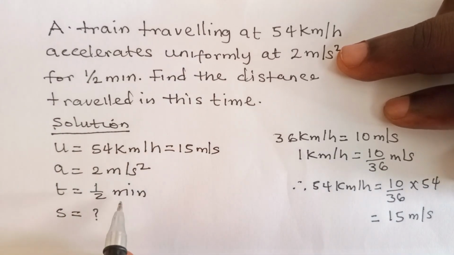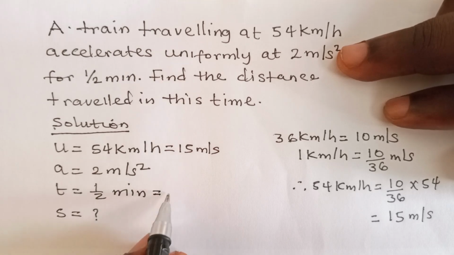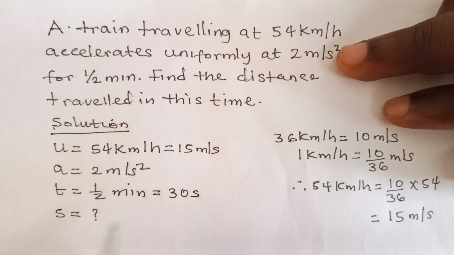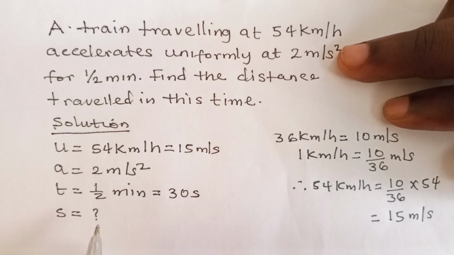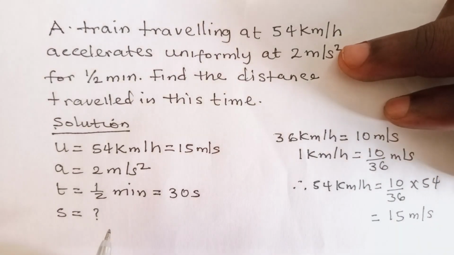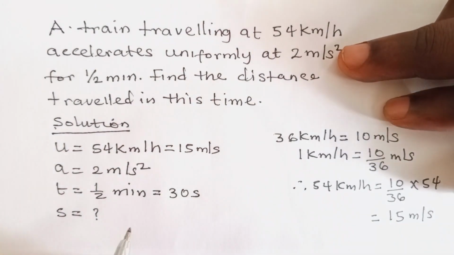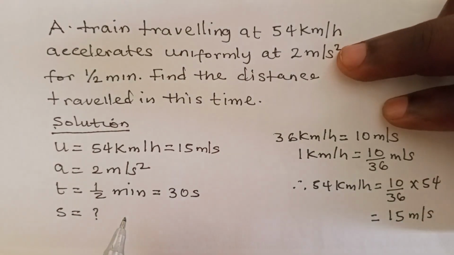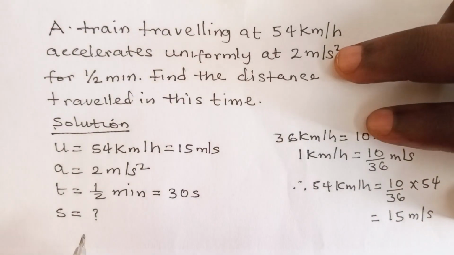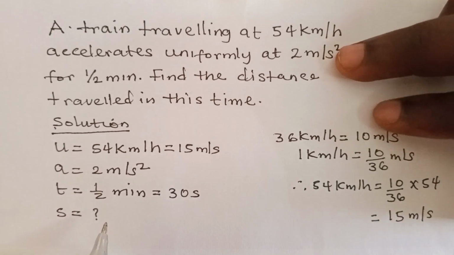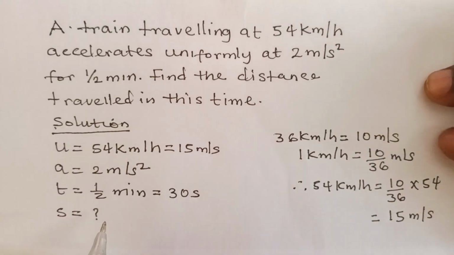Now my time also is in minutes. Half a minute is 30 seconds because a minute is 60 seconds. So half is 30 seconds. Now, having converted my units to what will help me to solve directly, the next thing is which of the equations of motion will I use to solve this problem.